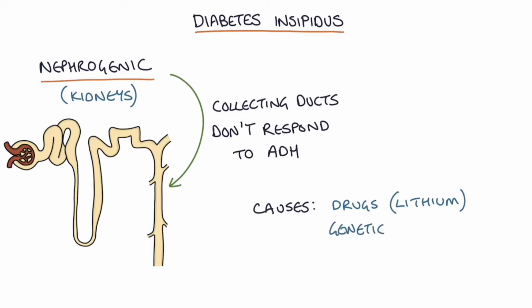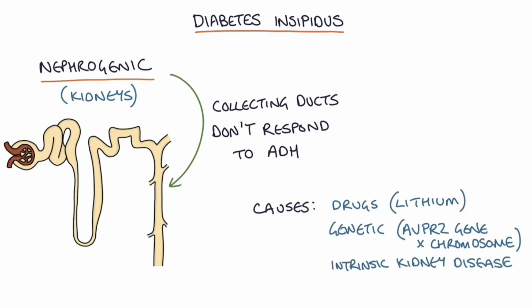There's also a genetic abnormality that leads to nephrogenic diabetes insipidus, and this is mutations in the AVPR2 gene on the X chromosome. Intrinsic kidney disease, so really any chronic kidney disease that's affecting the internal functioning of the kidneys, can lead to nephrogenic diabetes insipidus. And electrolyte imbalances can also be a cause, particularly hypokalemia, or a low potassium, and hypercalcemia, or a high calcium.